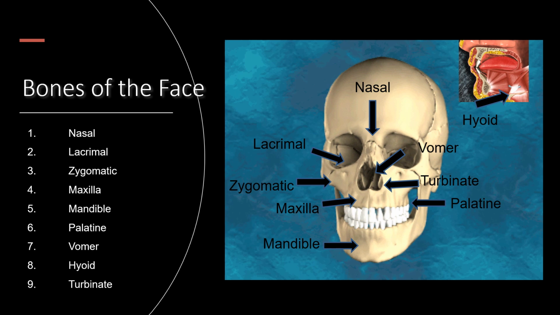We have the mandible, maxilla, zygomatic, lacrimal, nasal, vomer, turbinate, palatine, hyoid. That's really good. So practice those pronunciations, and when you're ready, we'll move on.